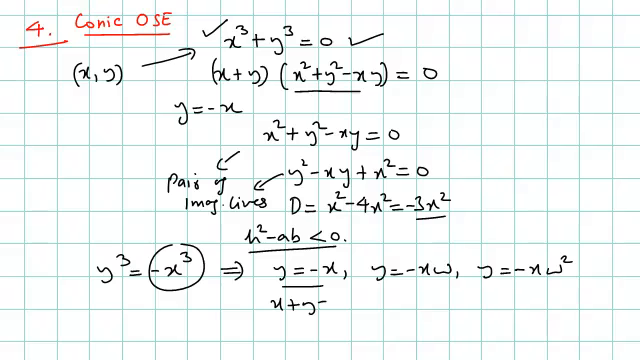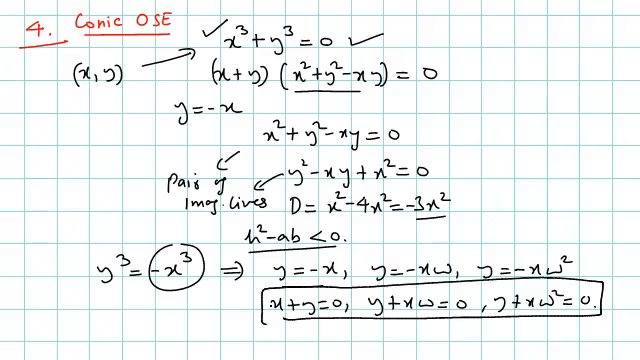So these are three lines. Out of them, this is real, this is imaginary, and this is also imaginary, right? So this equation represents three lines, out of which one is real and two are imaginary.